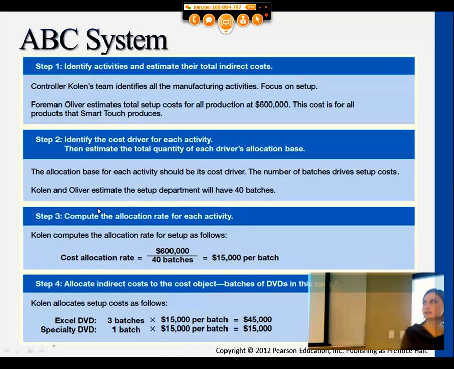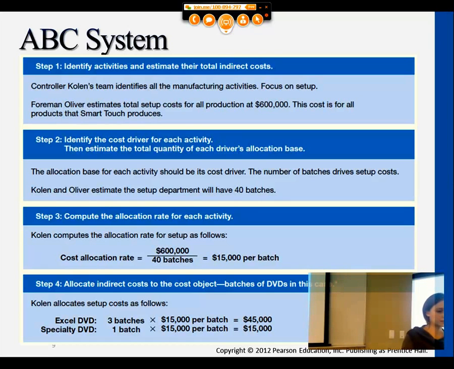What is our second step? What do we need to do? We want to understand what is the cost driver for that activity. We're just talking about the setup, right? And then we'll estimate the total quantity. So we're saying that the allocation base for this activity needs to be our cost driver, right? And do you remember how we did that before, but let's use it here. We know that the number of batches are going to drive our costs.